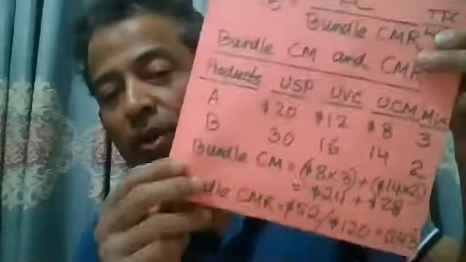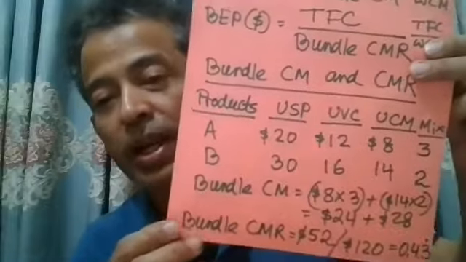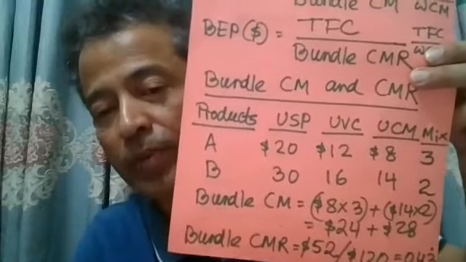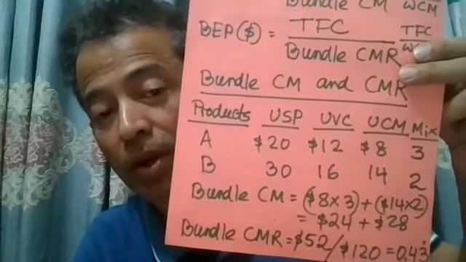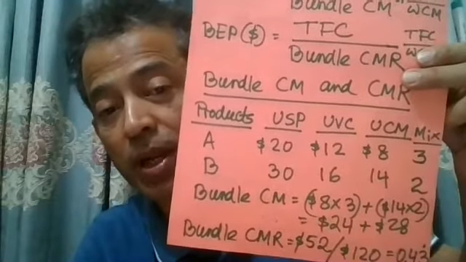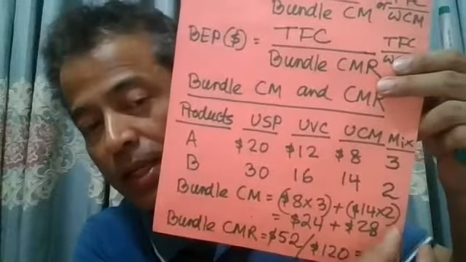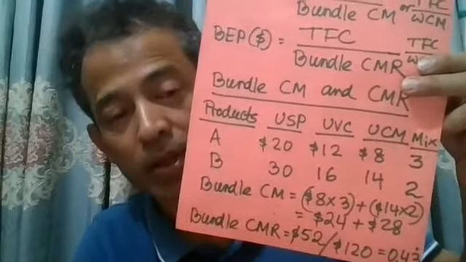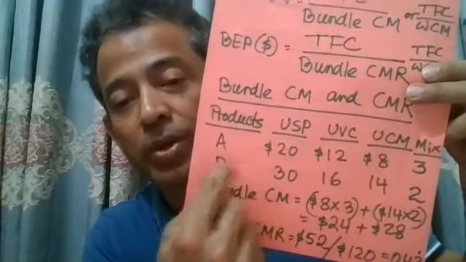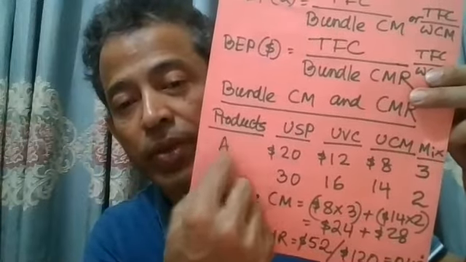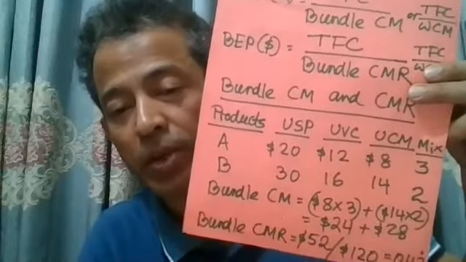All right. So let's now see the calculation of bundle contribution margin and bundle contribution margin ratio. So I have two products here, A and B. I have their selling prices, their variable costs, and their unit contribution margins. But look at my last column. The last column is the mix, 3:2. That means if I sell 3 units of A, I sell 2 units of B. If I sell 30 units of A, I sell 20 units of B.